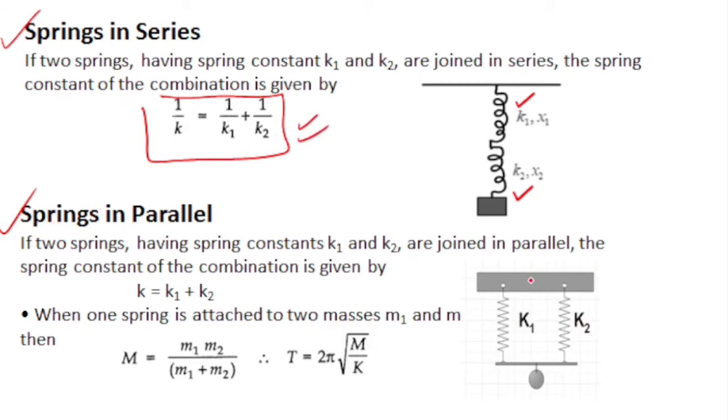When the springs are connected in parallel, like this one, the first spring having a spring constant k1, the second spring having a spring constant k2, and these two connected in parallel combination, the total spring constant of the combination is given by k equal to k1 plus k2. So you must remember these two formulas. These are useful when you solve numericals. When one spring is attached to two masses m1 and m2, then the effective mass is given by m1 m2 by m1 plus m2, and the time period is given by 2 pi root m by k. You must remember this formula also.